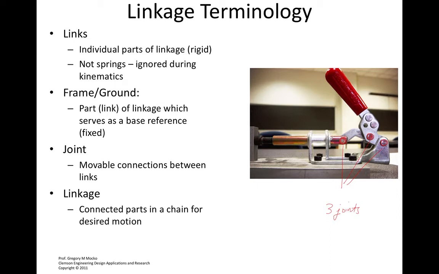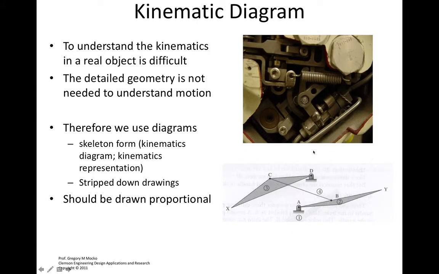And then actually there's a sliding mechanism right here. That is also a joint. That's a translating joint, and we'll talk more about this later. And then a linkage is a collection of those links. What this is right here is what is often called a toggle clamp. And this is a basic example of a linkage.